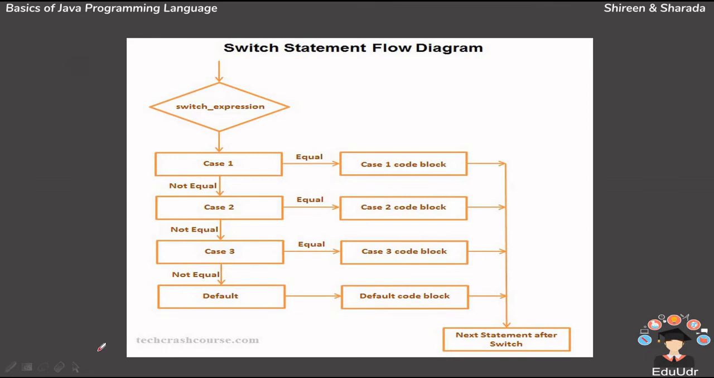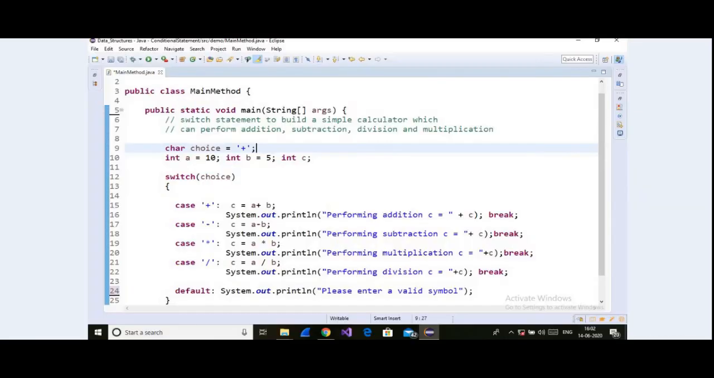The switch statement is used to select one of many code blocks to be executed. The switch expression is evaluated once. The value of the expression is compared with each case. If there is a match, then the associated block of code with that particular case gets executed. Say if case 1 is equal, then the case 1 code block gets executed, and if case 2 or 3 is equal, then the case 2 or 3 code block gets executed. Default is a keyword that specifies some code to run if there is no case match.